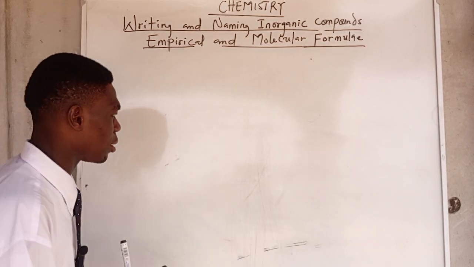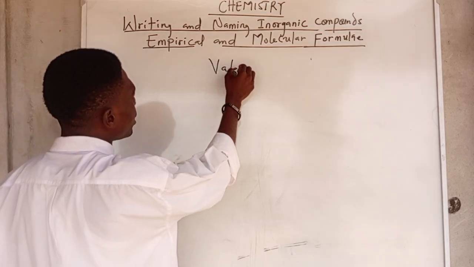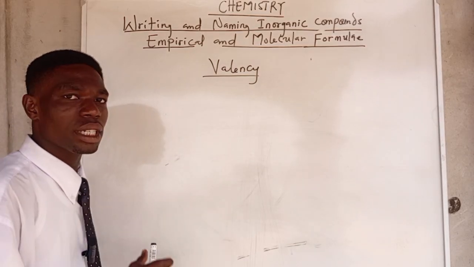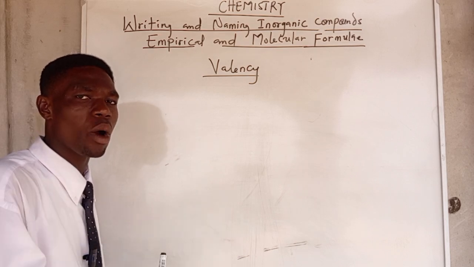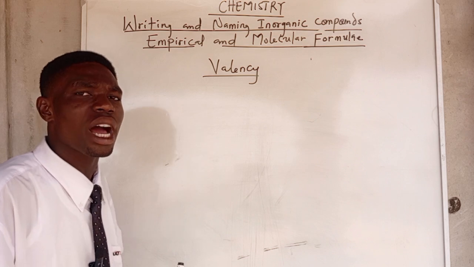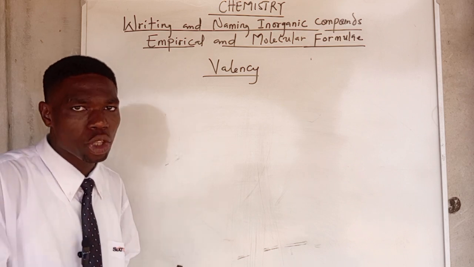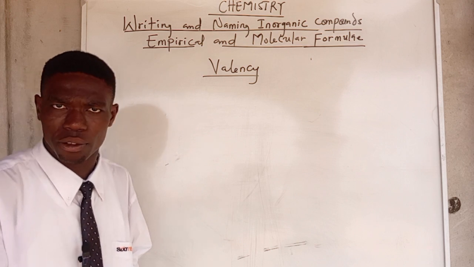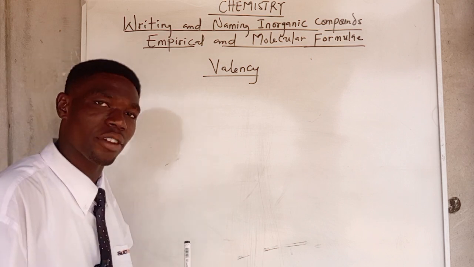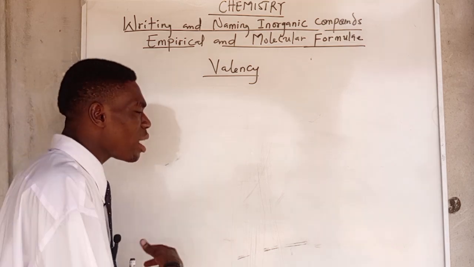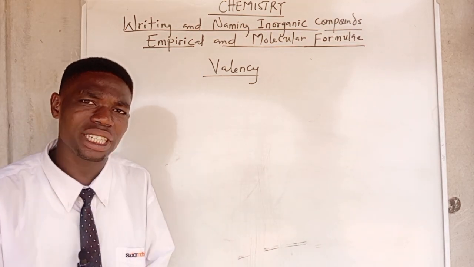Understand what? Valency. All right. Valency. Now, valency in chemistry simply means the combining powers of elements. Yes, the combining powers of elements. We have learned that the atoms of elements have the ability to combine with different atoms to form compounds. Are we together now? And so whenever they want to combine, they use their valency.